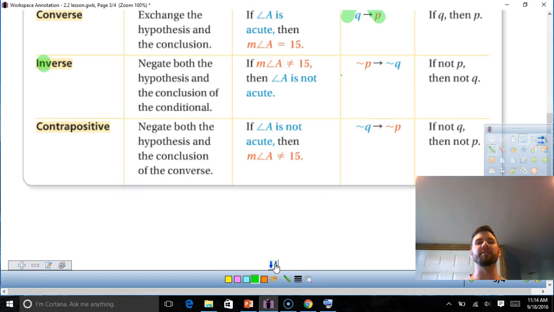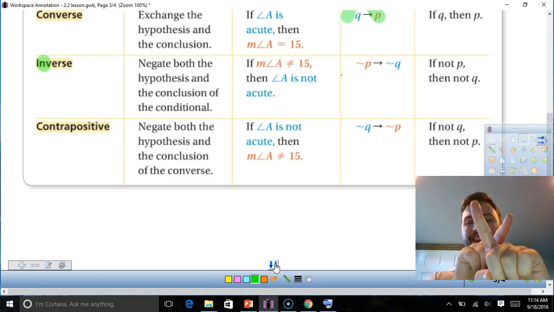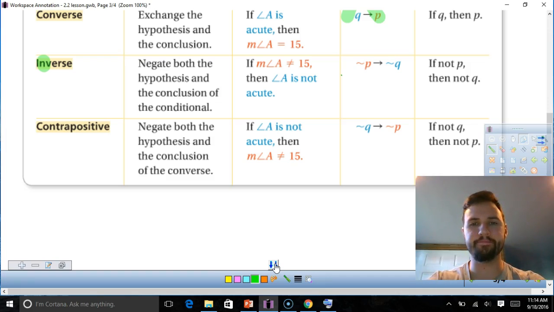Next, we got the contrapositive. This would be like your converse and your inverse had a baby. They fell in love, got married, had a kid. Called it the contrapositive. You flip them and you negate them. You do two things to it. This one says if angle A is not acute, then it is not 15 degrees. And that is true, because if you're not acute, you can't be 15 degrees.